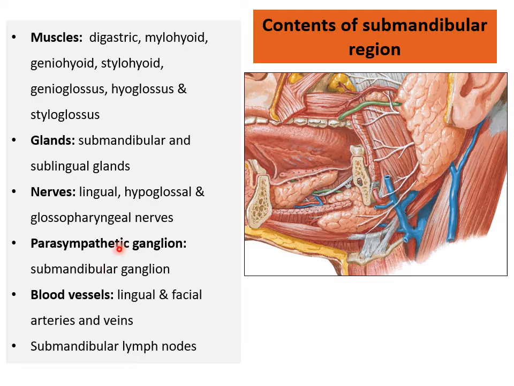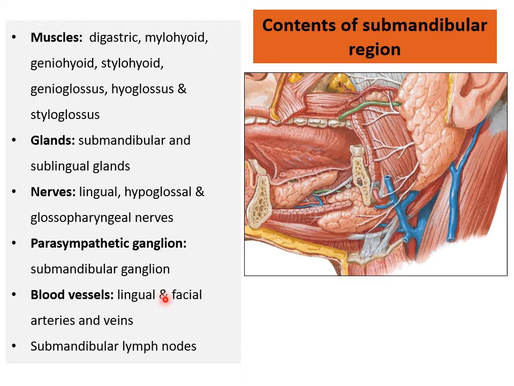And in this region you can see one important ganglion, which is a parasympathetic ganglion called the submandibular ganglion. You can see here, this is the submandibular ganglion. Of course, I will be talking about this ganglion in detail later. Then you can see two important arteries, the lingual artery and the facial artery. And in this region you can see the submandibular lymph nodes.